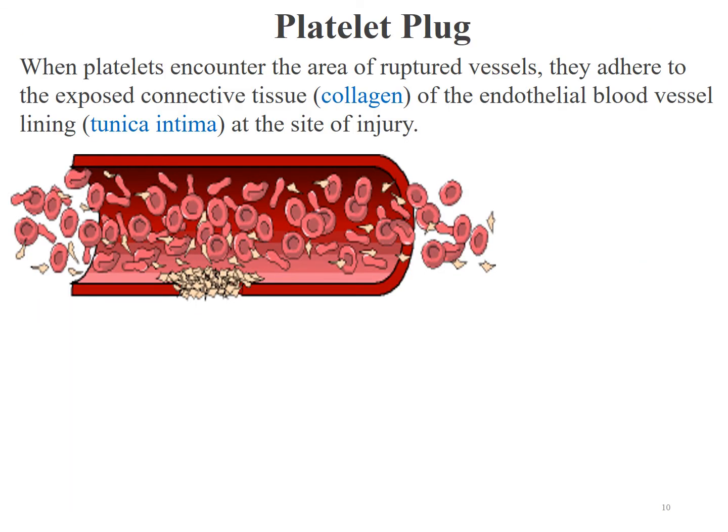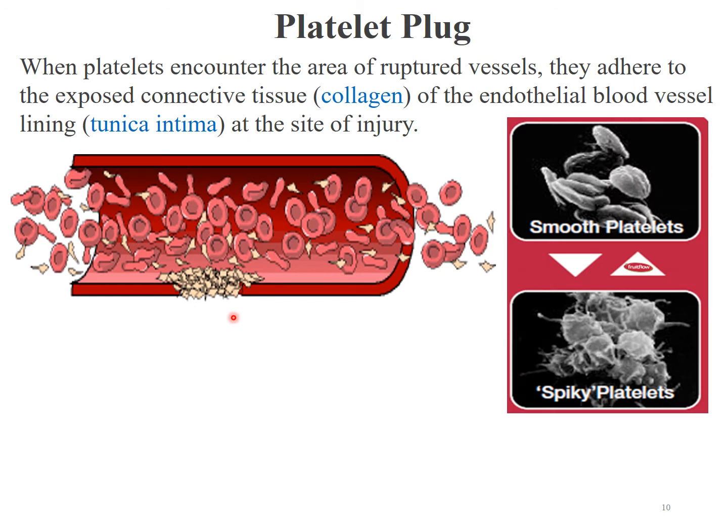Therefore, we will need a second step, which is the formation of the platelet plug. So when platelets encounter the area of ruptured vessels, they will adhere to the exposed connective tissue, which is collagen, near the site of injury. And this structure of the endothelial blood vessel is known as tunica intima. So with this binding of platelets onto the collagen, that activates the platelets from smooth platelets into the spiky and sticky platelets. And it means they are now ready to clump together, forming the platelet plug.